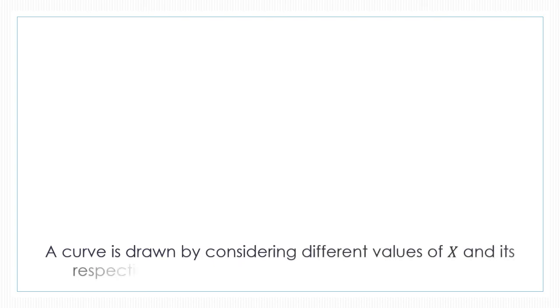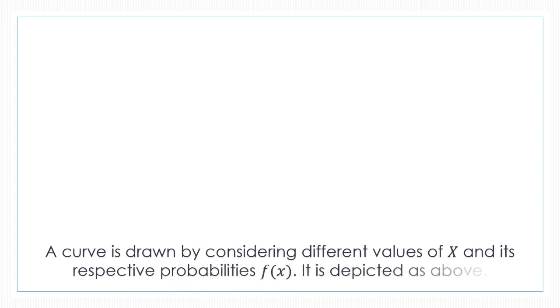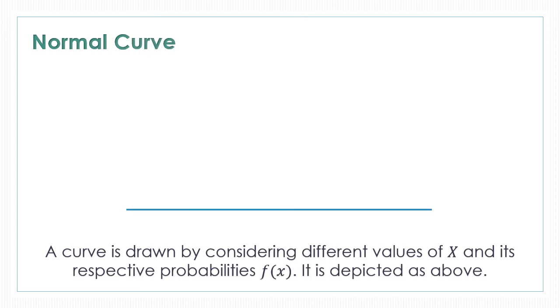Now, when we draw a curve by considering the different values of x and its respective probabilities f(x), it is depicted as above. That means when we draw a curve using the value of variable and its probabilities, we get a normal curve. The name of the curve is normal, and if you want to try it out in the future, try it out, but right now I'm just writing it down as it is. This is the curve which we get by depicting the values of x and f(x).